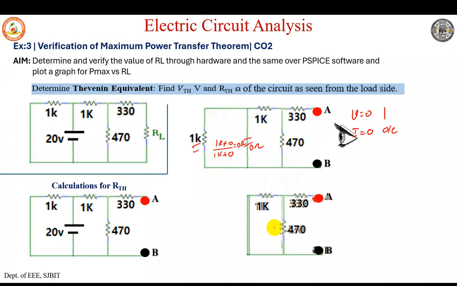Now it is clear that 1K and 470 are in parallel. 1 kilo ohm is parallel to 470 ohm, and this entire resistance is in parallel with 330 ohm. Thus we can say RTH, or R equivalent, is simply 649.728 ohms. So 649.728 ohms is the RTH.